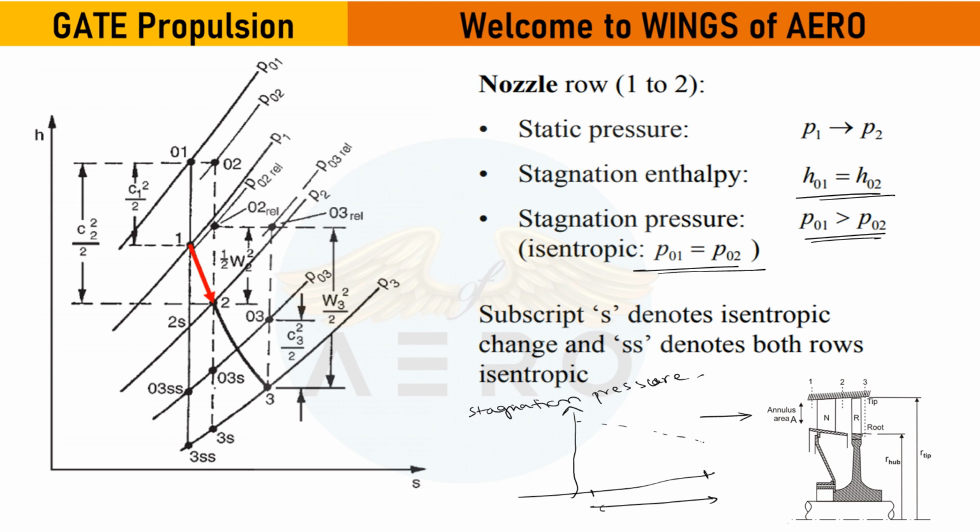So if this is a point, we have P01, and this is a point, we have P02. So we can say that this is P01 and this again P02, right? So there is a fall across the stator, or we can also call it a nozzle.